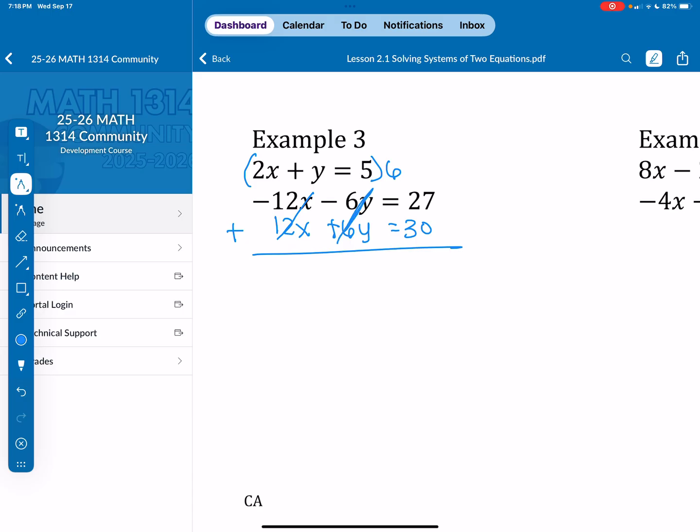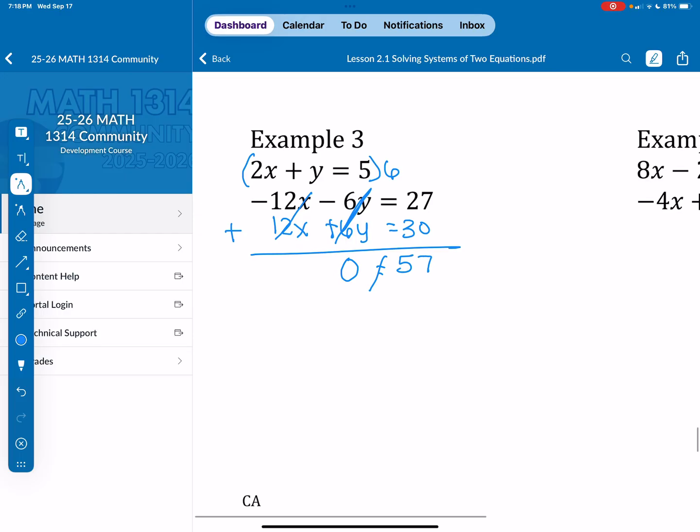It's going to cancel as well. But that's both terms on the same side of the equal sign. So that means I have to have a 0 as a placeholder. And then 27 plus 30 gives me 57. Now 0 does not equal 57. So because that's not a true statement, this answer would be no solution.